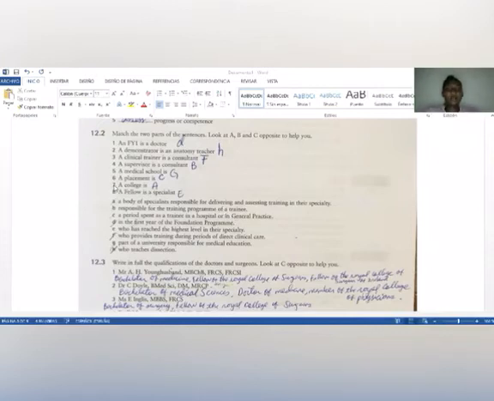Number 7, a college is, letter A, a body of specialists responsible for delivering and assigning training in their specialty. Number 8, a fellow is a specialist, letter E, who has reached the highest level in their specialty.